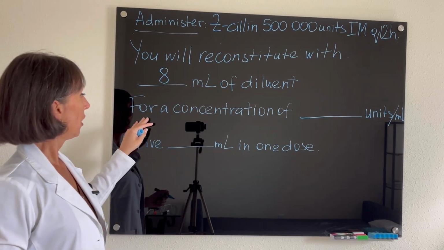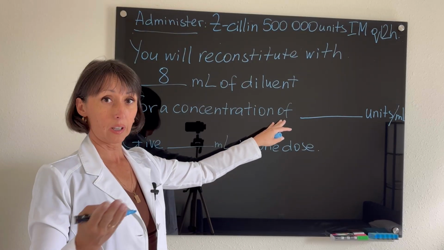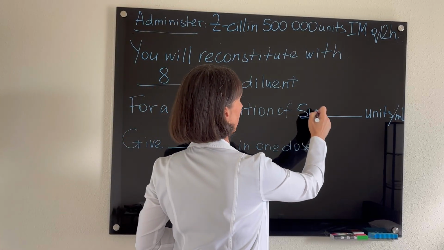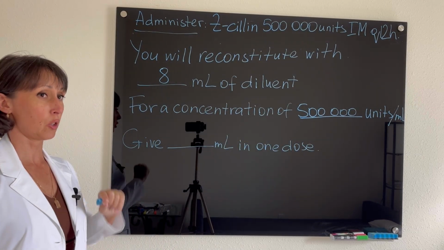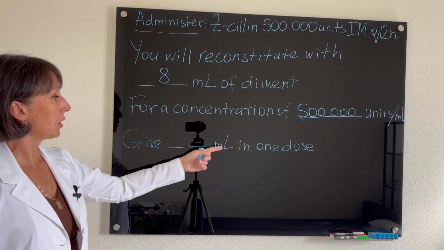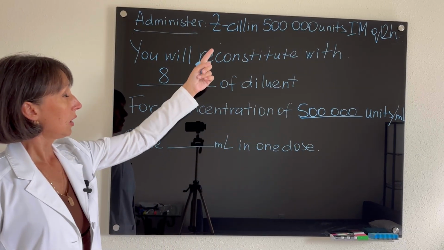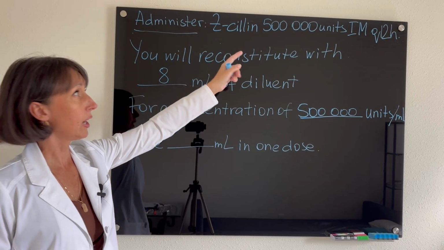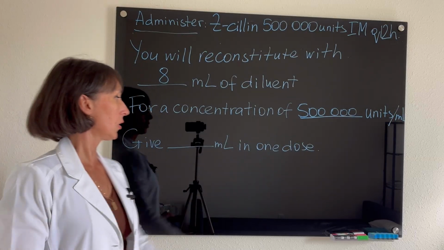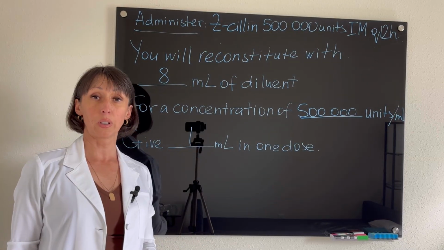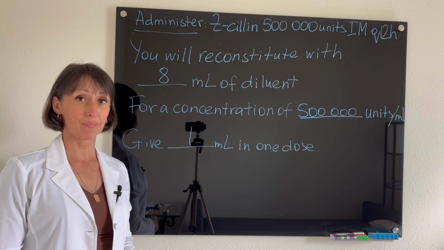That's on the label. For a concentration of, and I just said, 500,000 units per milliliter. Give how many milliliters in one dose? If I have to give 500,000 units and 500,000 units is per milliliter, that means I only need to give 1 milliliter.